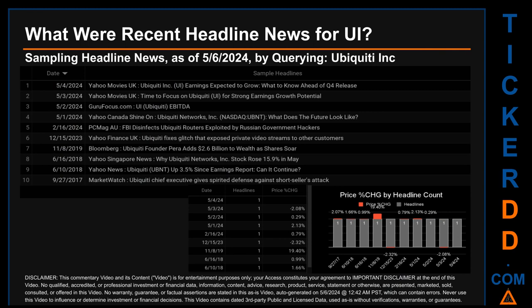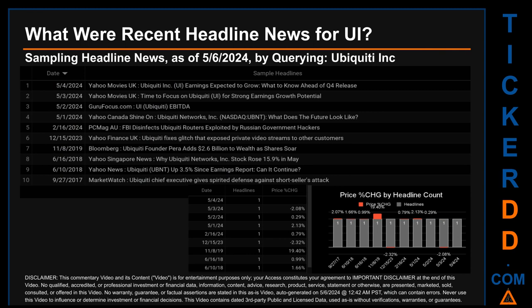What were recent headline news for UI? Today, Monday, May 6, 2024, I sampled one of our news aggregators for latest headlines for this ticker. I did so by searching specifically by a keyword that may appear, broadly, in the title or the body of discoverable news articles. The results show 10 unique headlines, published evenly across 10 unique dates. Publication dates spanned 2,411 days.